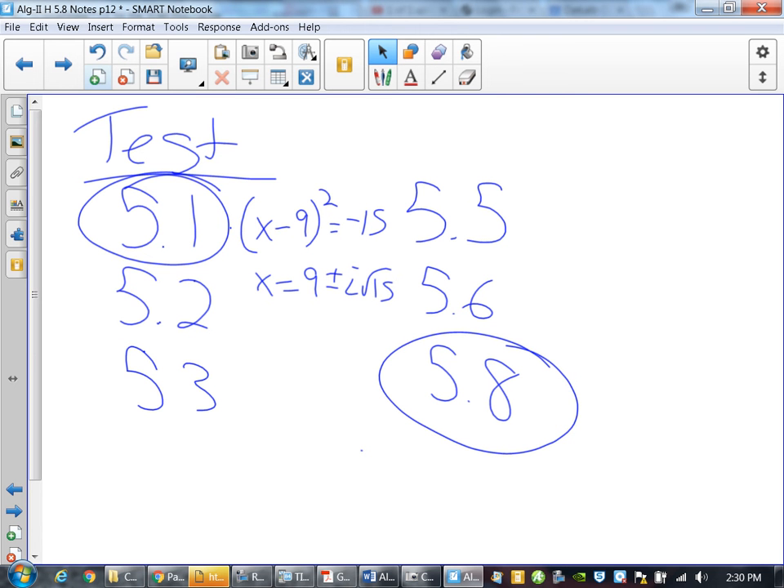Other than that, there's really only one rule for completing the square, and that was basically that your A value has to be what? 1. Your A value has to be 1. It's easier when your B value is even. If it's not, you can still do it, it's just a pain.